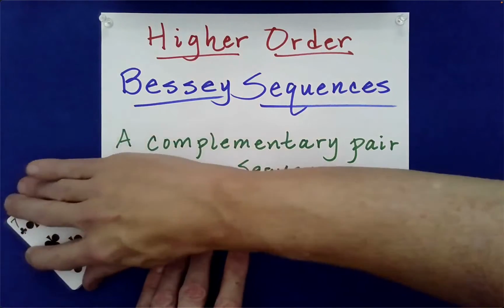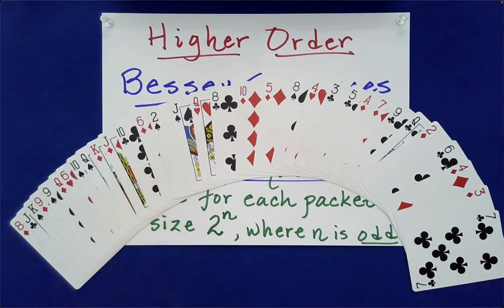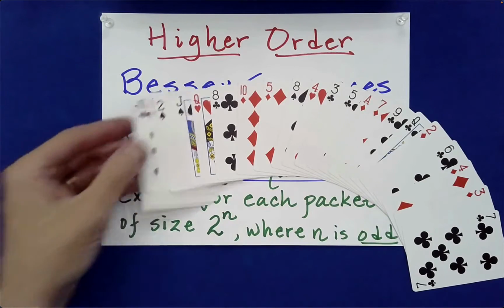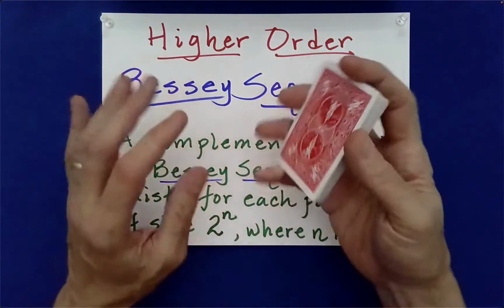So I have here a packet of 32 cards, and I could give you as long as you would like to study this packet. Okay, so the claim is this is a Bessey sequence of length 32, which it is.